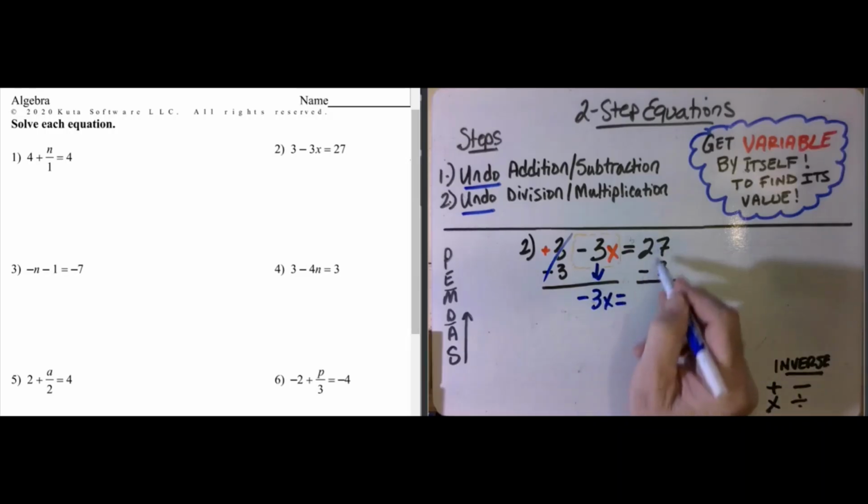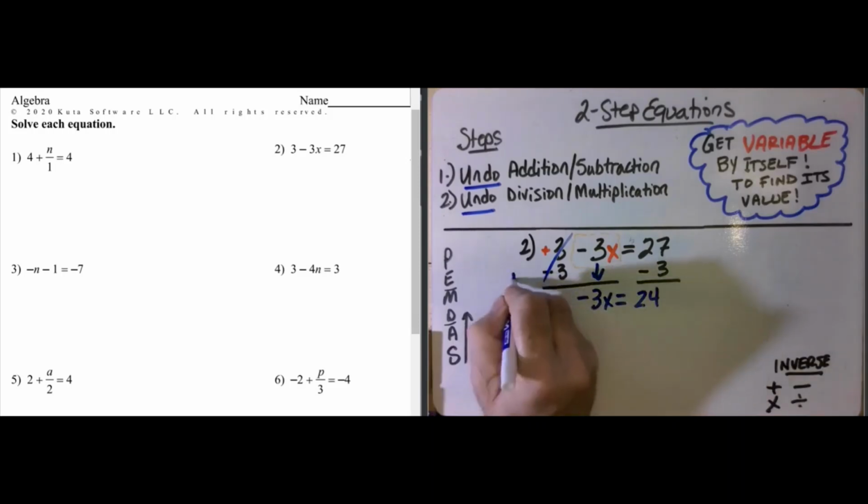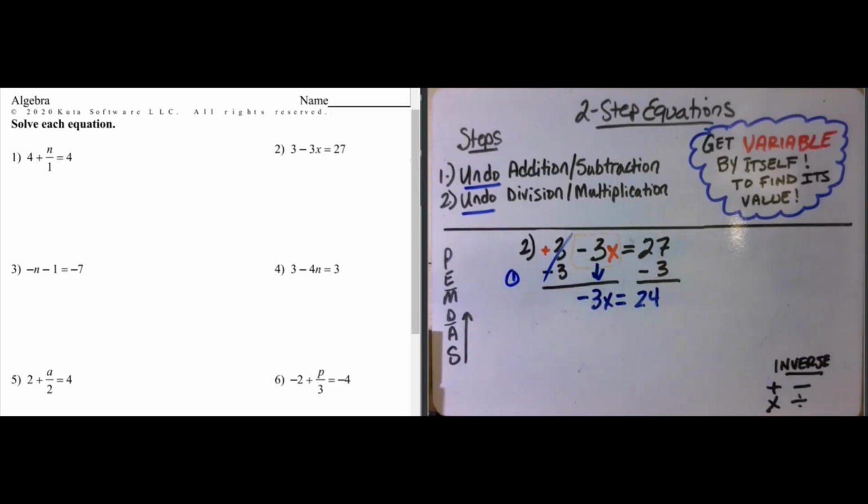Equals 27 minus 3 is 24. Okay, so step 1 is done. We undid the addition by subtracting. Let's go down to the second step.